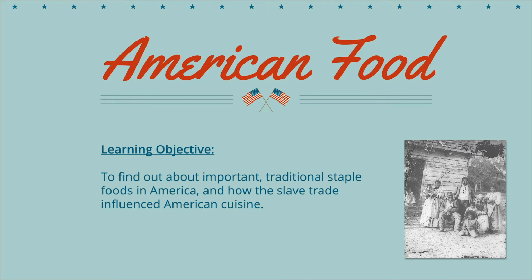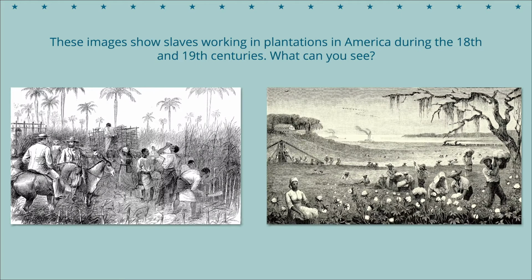Let's get started. In this lesson, we're looking at American food, and we're going to find out about some important traditional staple foods in America, as well as how the slave trade influenced American cuisine. These images show slaves working in plantations in America during the 18th and 19th centuries. What can you see?